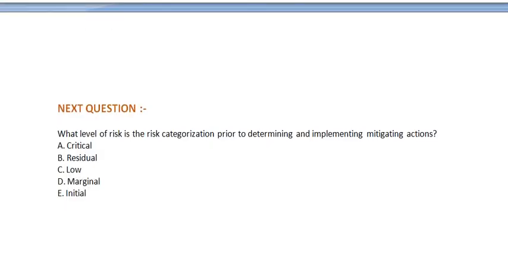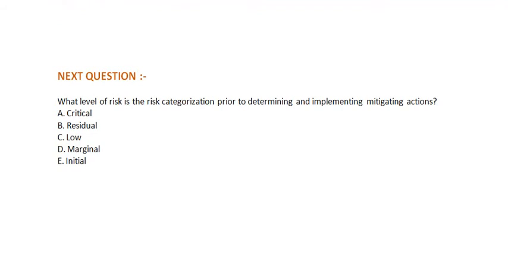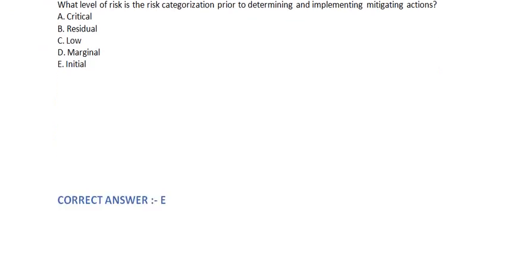Next question is, what level of risk is the risk categorization prior to determining and implementing mitigating actions? Option A, critical residual low. Option B, residual. Option C, low. Option D, marginal. And option E, initial. And the correct answer is option E.